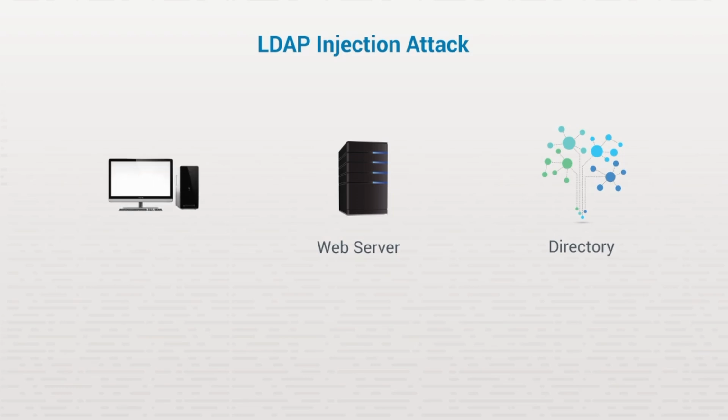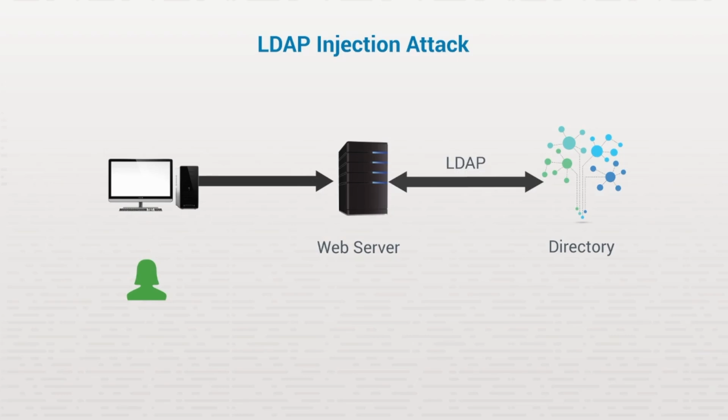Suppose we have an application that uses LDAP calls to communicate with the directory tree. Client workstations can access the web server, load the application's web page, and query the directory services tree. Here, if the user supplies an invalid value or a malicious value, unexpected behavior can occur.